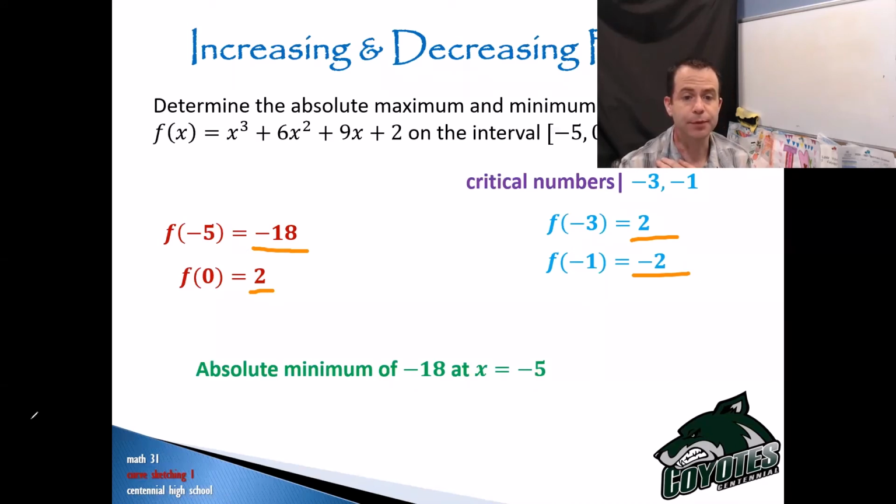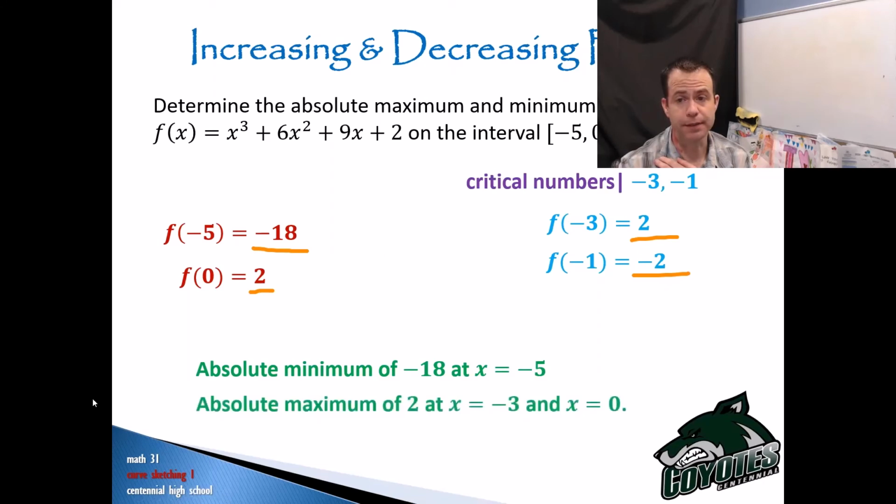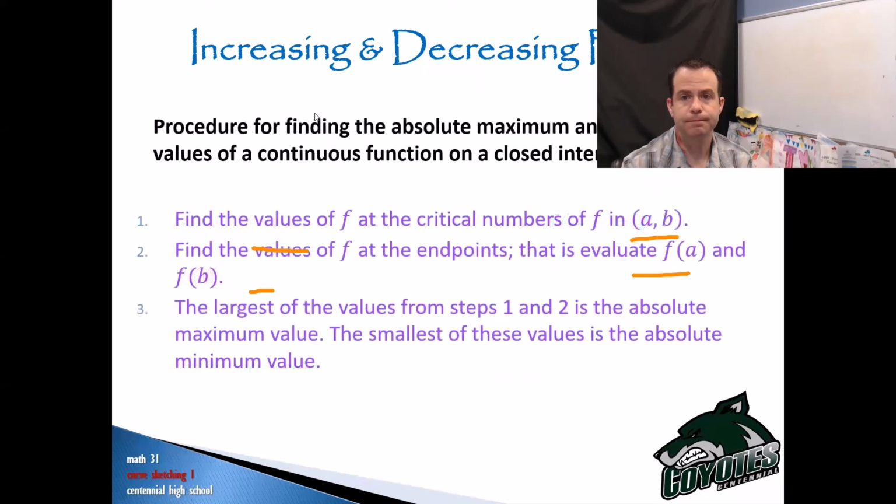Then I have an absolute maximum actually in two different places because they're both 2. So I have an absolute maximum of 2, and that will occur at x equals -3 and at x equals 0. Okay, so that's my absolute max and mins. So I just look at all my critical points as well as my endpoints, and I decide, okay, which is the highest and which is the lowest. Okay. All right.